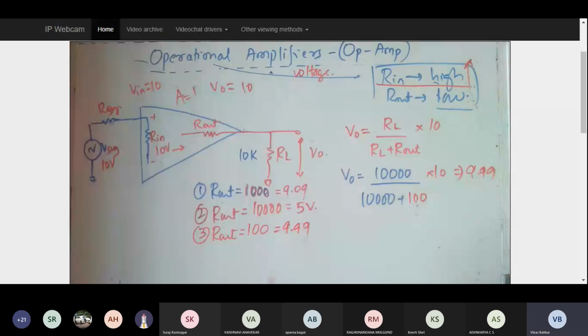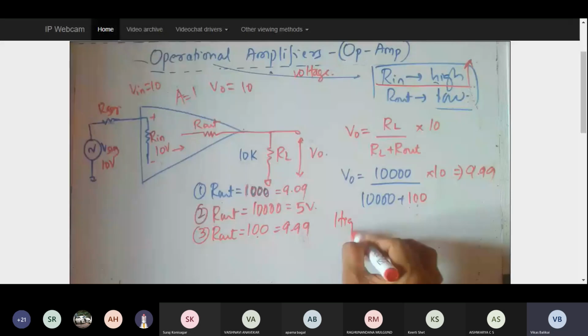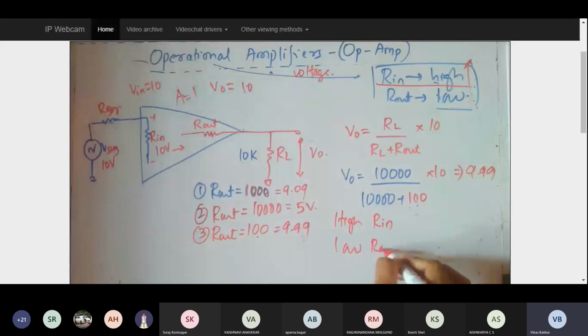The lesser the output resistance, the closer the output voltage is to my input voltage. Are you getting the point? Yes, sir. So this is the reason why I should have high R in and low R out. You won't find this explanation in any textbook, and those who have missed today's class will be under an illusion about why R in is very high and why R out is very, very low.